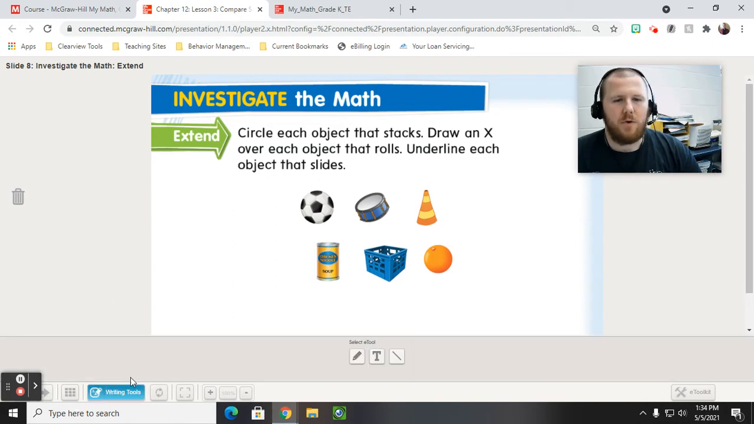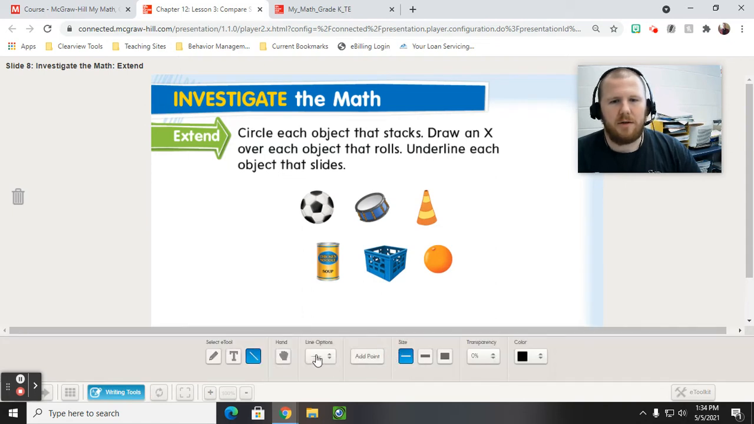So circle each object that stacks. Okay, so we've already determined this, haven't we? See if I can pick a circle. No, maybe not. Okay, I'll just have to draw it.